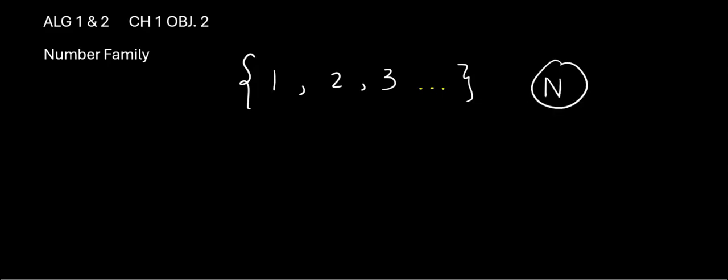Objective 2, we're going to talk about the number family. Do you still remember what we call this family? 1, 2, 3, continue. 3 dots means it keeps going on. Did you see this is the natural number family? Correct. We can use N to say this is the natural number family.